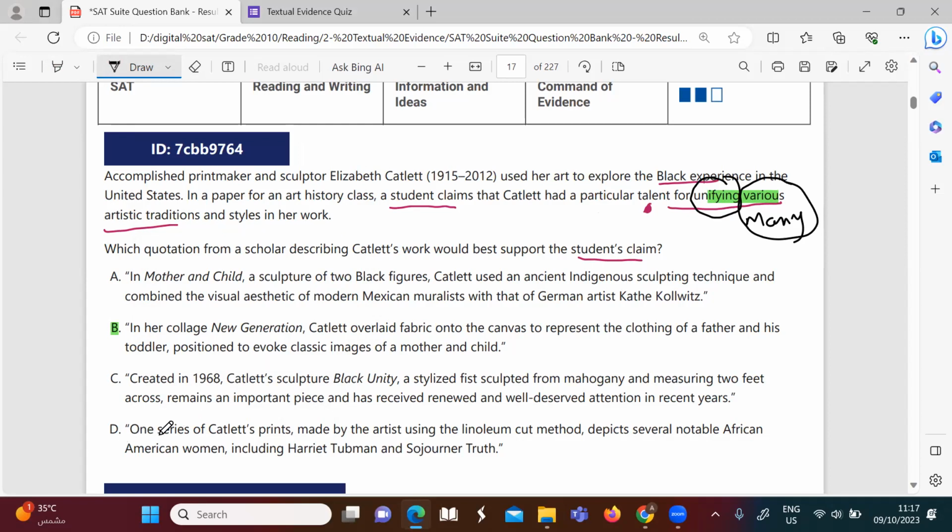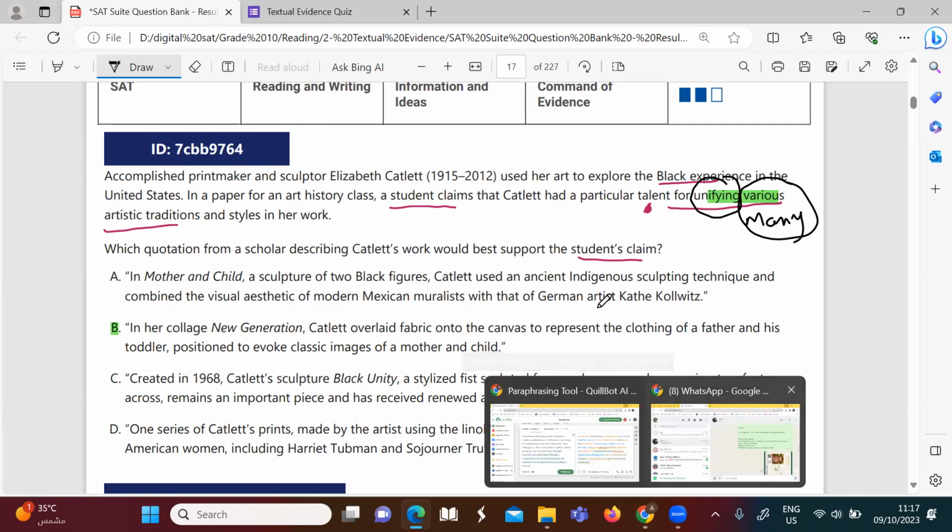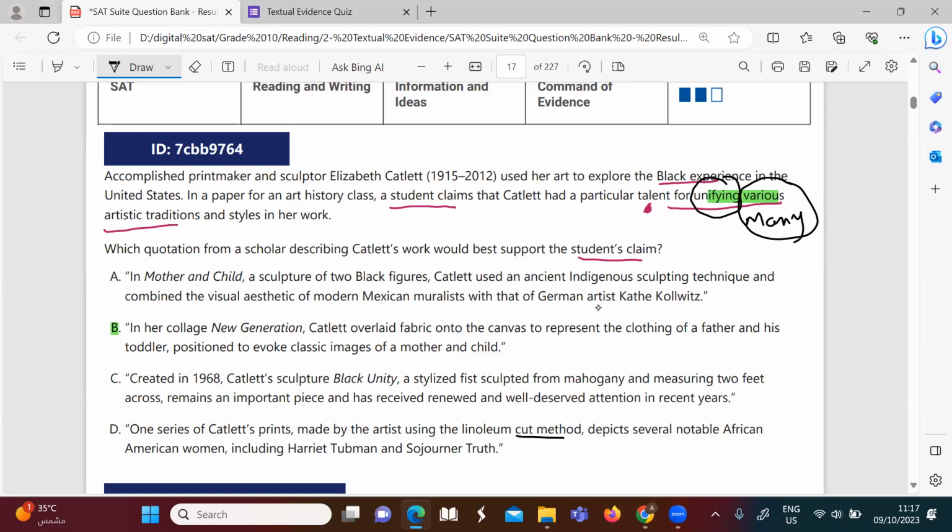D. One series. I must remember this, guys. Unifying many traditions, artistic traditions. One series made using a cut method, depicting African American women. Depicting women. Portraying women. Is there a clue of unifying talents here? No unifying here.